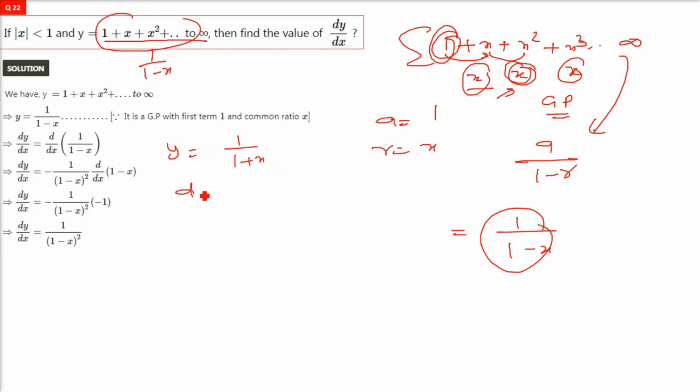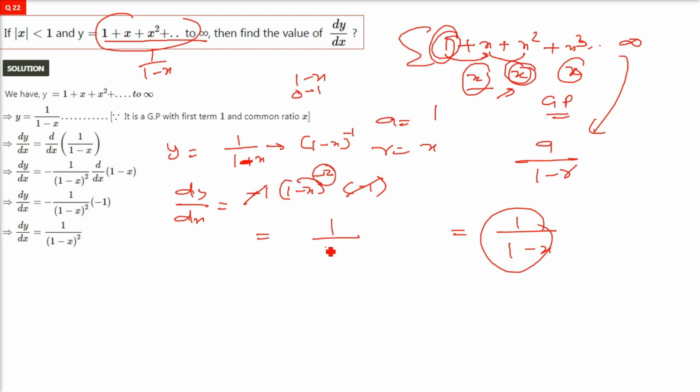Now let us differentiate. dy by dx is equal to, 1 minus x is in the denominator, so 1 minus x goes up. It is 1 minus x to the power minus 1. So minus 1, 1 minus x to the power minus 2. And then differentiation of 1 minus x also. It is going to be 0 and minus 1. So minus 1 here. Minus becomes plus. 1 minus x whole to the power minus 2. When it comes in the denominator, it is 1 by 1 minus x whole square. This is your final answer.